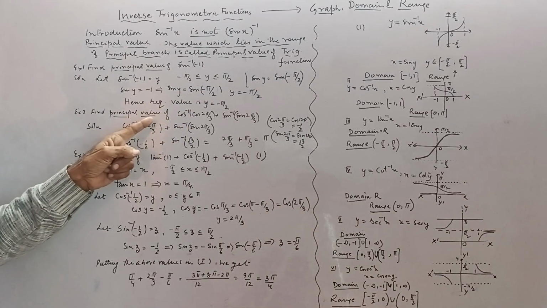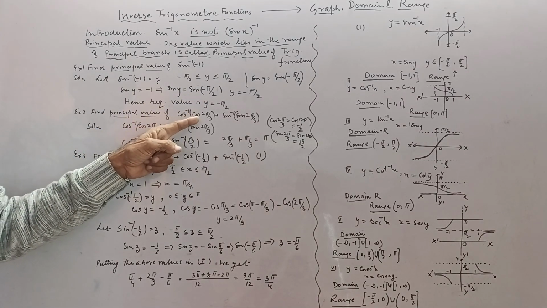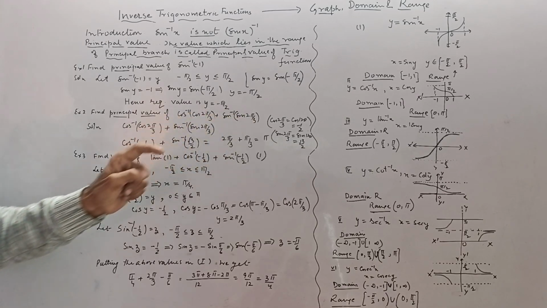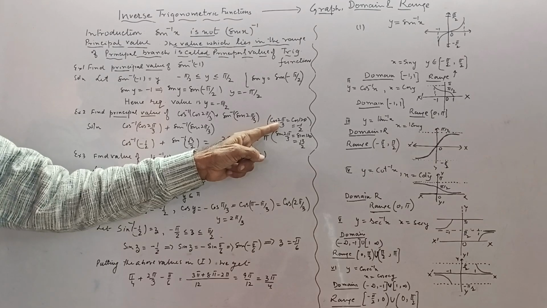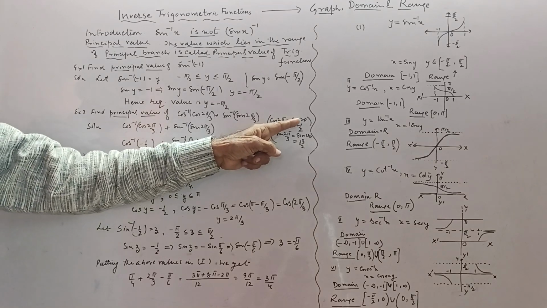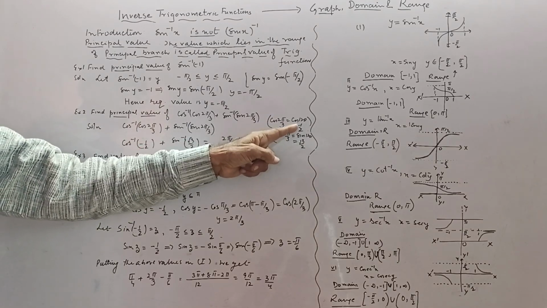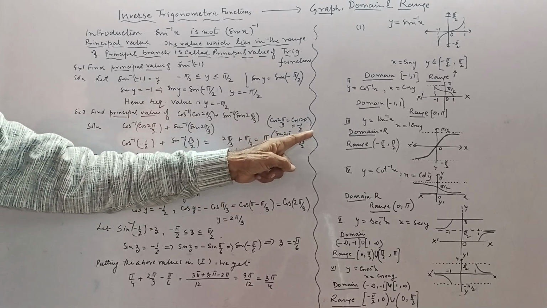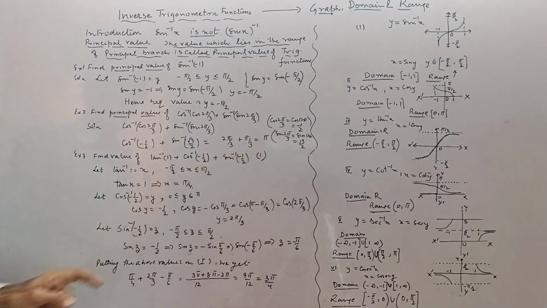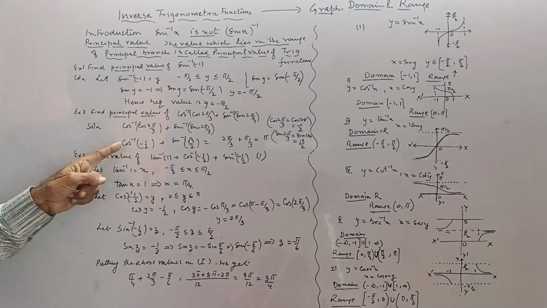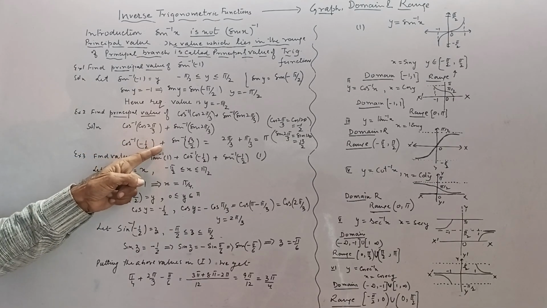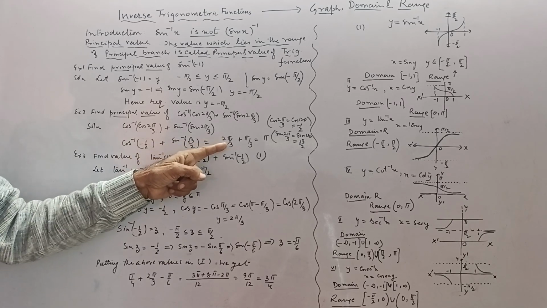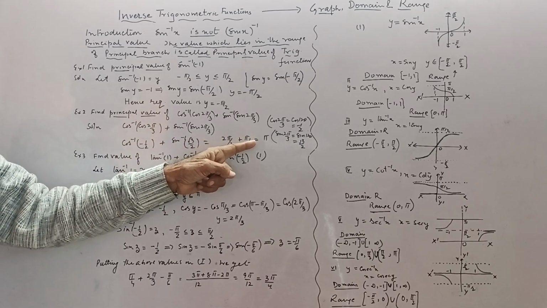Example 2. Find principal value of cos inverse cos 2 pi by 3 plus sine inverse sine 2 pi by 3. Now cos 2 pi by 3 is equal to cos 120 degree is equal to minus 1 by 2. Sine 2 pi by 3 is equal to sine 120 degree is equal to root 3 by 2. So we get cos inverse minus 1 by 2 plus sine inverse root 3 by 2 equal to 2 pi by 3 plus pi by 3 equal to pi.